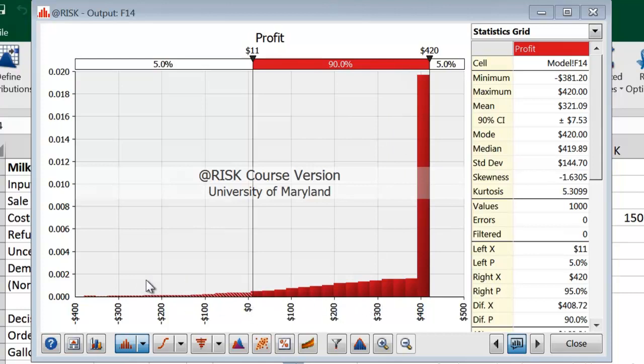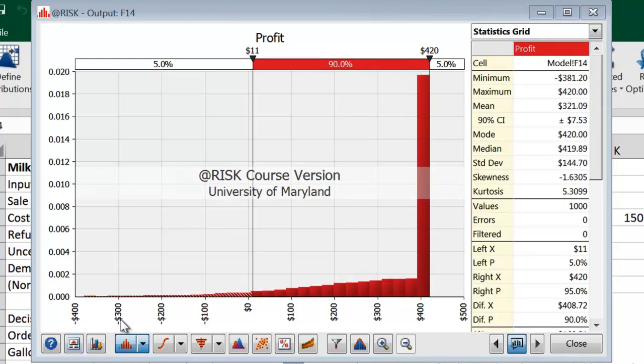Here I see that there is a long tail on the left, and there are some cases where the profit is negative. I see that it has a big or tall peak here around 420. 420 is the maximum. And that is sort of fixed or determined by the fact that I cannot sell anything more than 600 gallons. So when demand is greater than 600, I lose that demand and the only thing I can do is just sell 600.